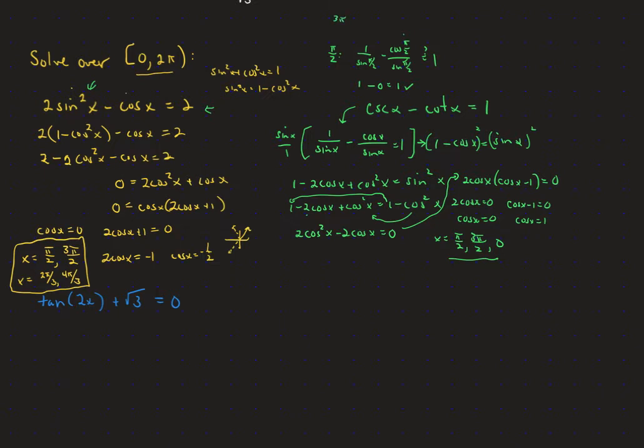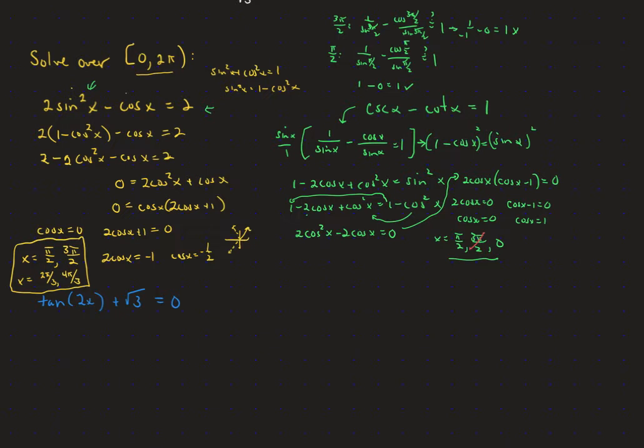Now we can try 3 pi over 2, and we get 1 over sine 3 pi over 2, minus cosine of 3 pi over 2 over sine of 3 pi over 2, still trying to make that equal to 1. But this time, the sine of 3 pi over 2 is a negative 1. Cosine 3 pi over 2 is still 0, and that is not going to work. So that means that 3 pi over 2 is extraneous.